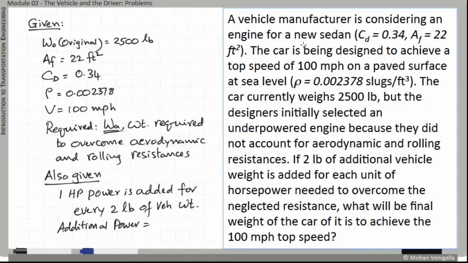Now, on your right you see the original weight of the vehicle is W sub 0. If W is the total weight and WA is the automobile weight, then WA plus W sub 0 is going to be the total weight W. Frontal area, drag coefficient, air density, and maximum speed are given. The formula is that for every 2 pounds of additional weight there is 1 horsepower, so the additional horsepower will be WA divided by 2.